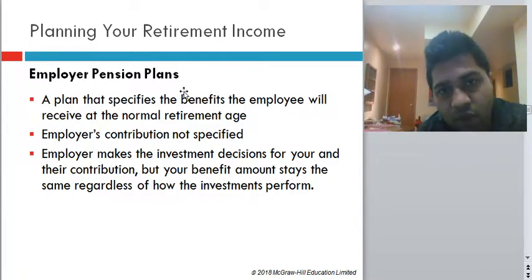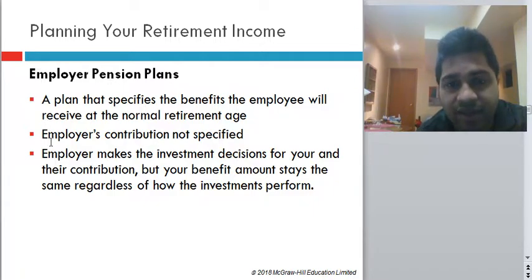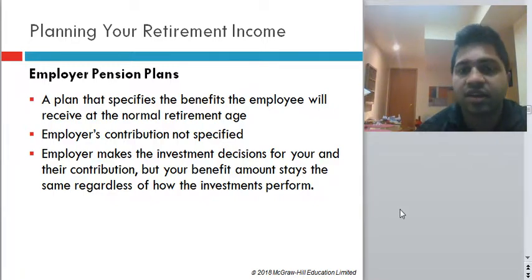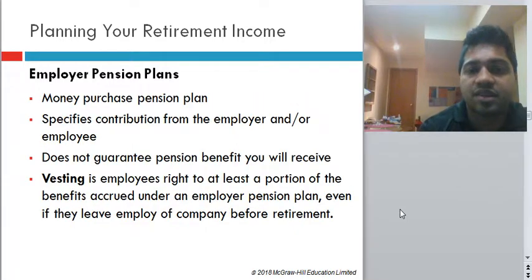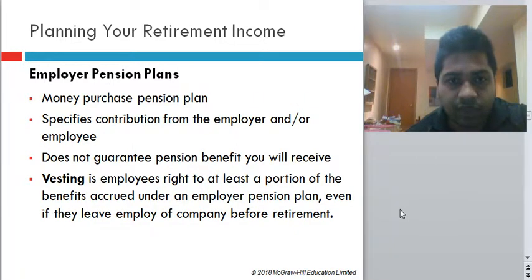So an employer pension plan is a plan that specifies the benefit the employee will receive at a normal retirement age. The employer's contribution is not specified, so it's a defined benefit plan. The employer makes investment decisions for you and their contribution, but your defined amount stays the same regardless of how investments work. Then there is the money purchase pension plan.